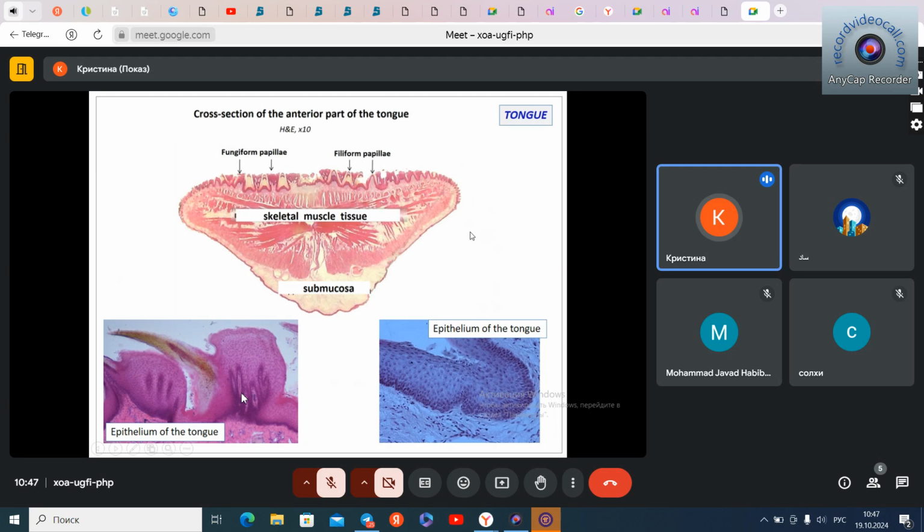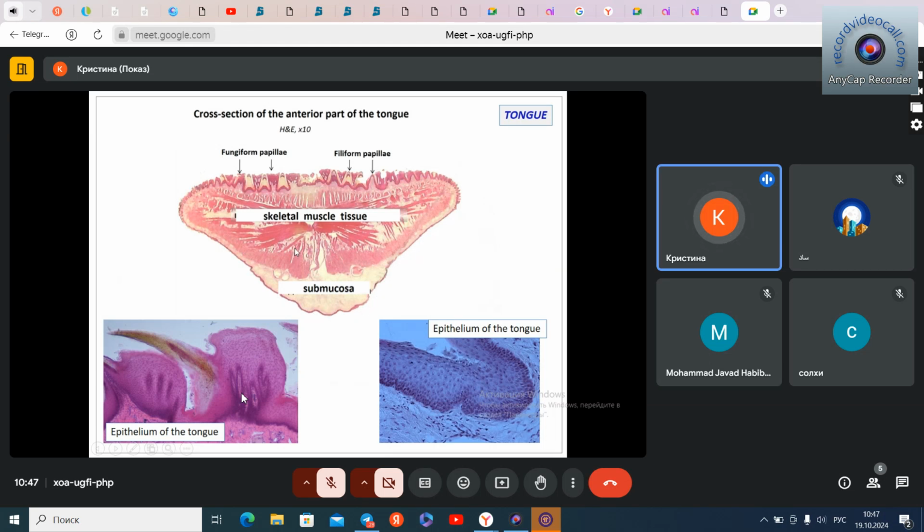Here we can see the cross-section of the tongue, also showing the papillae located on the dorsal surface. We can see here the fungiform papillae, which are mushroom-shaped, and the filiform, which have the stratum corneum because they contain keratinized epithelium. Submucosa is present only on the lower surface, and on the lower surface we have the lining mucosa without any papillae.